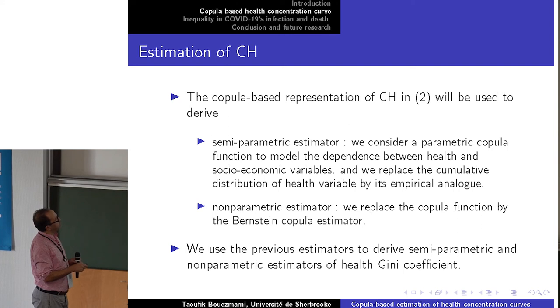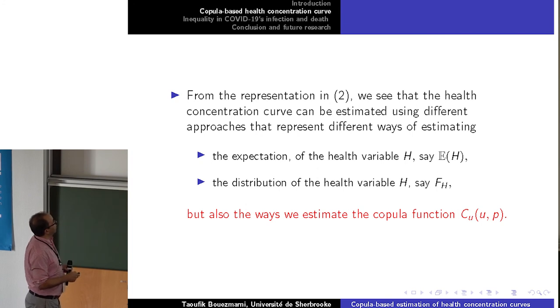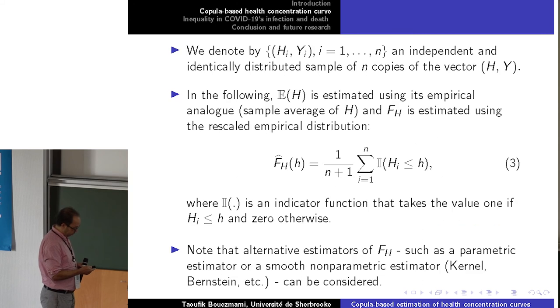The semi-parametric approach is to consider a non-parametric estimator for the distribution of Y, and then a parametric copula. That's the first approach. The second one is to go completely non-parametric, where we replace the copula function by a Bernstein copula estimator. Once we have the estimation of the curve, we use that to derive semi-parametric and non-parametric estimators of the health Gini coefficient.